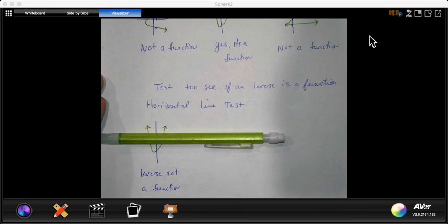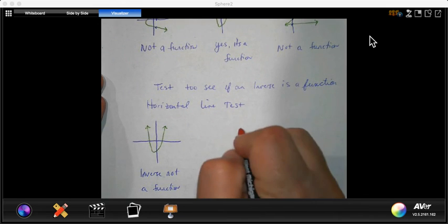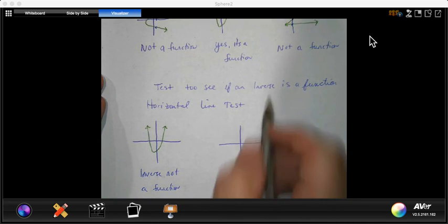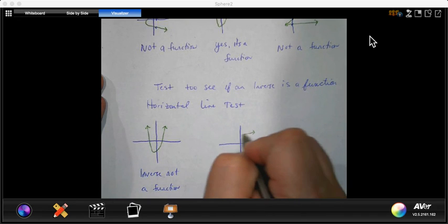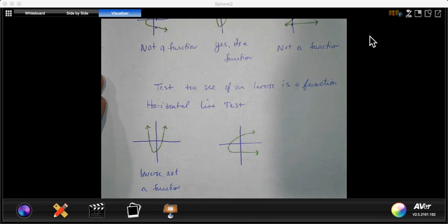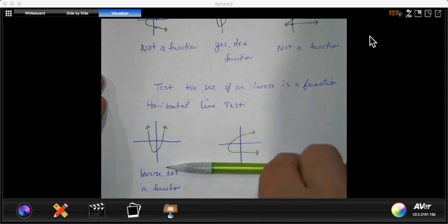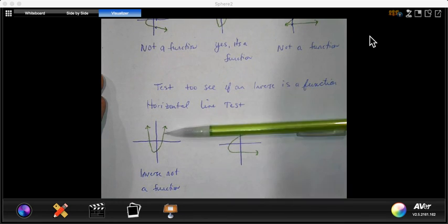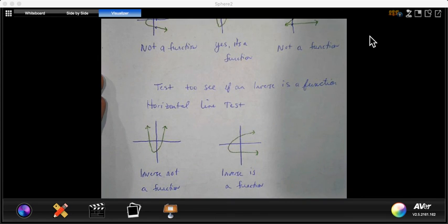Okay. Let's do a horizontal line test again. We'll do one that is. What about our sideways parabola? Horizontal line test. Nope, it passes. So we get to write inverse is a function. The inverse is a function. And then the last one, let's do the zigzag.